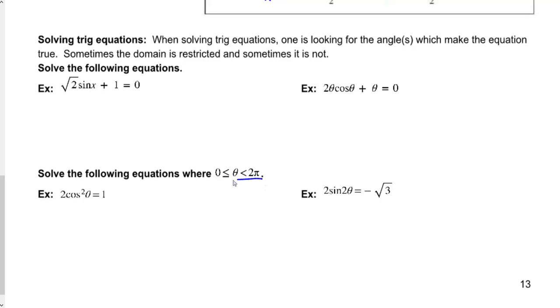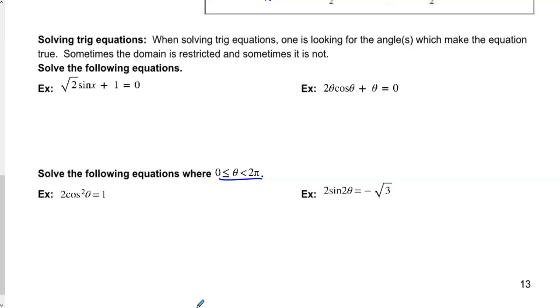Here I have a domain that I'm going just from 0 to 2 pi, so one time around the unit circle. But hopefully you remember that these functions are cyclic, so it means that it could have the same value for multiple angles. So we have to account for that, and the way we're going to do that is to add on a 2 pi k or a 2 pi n, where k or n are integers.